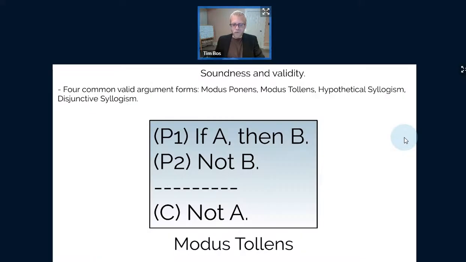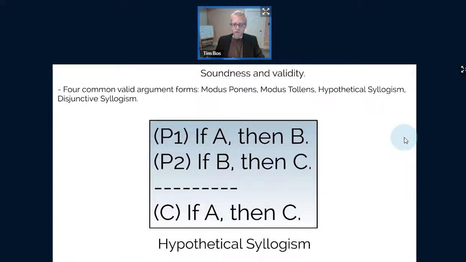Okay. That's modus tollens. A hypothetical syllogism, it's another one that you should just be able to recognize. And this one's pretty intuitive for most people, I think. Right? If A, then B. If B, then C. What can you conclude then? Well, you conclude that if A, then C.